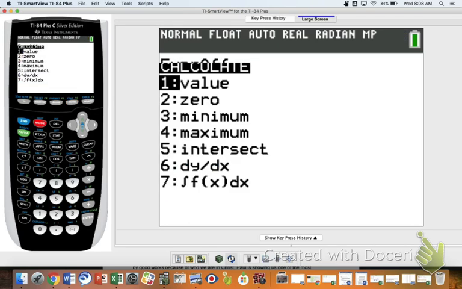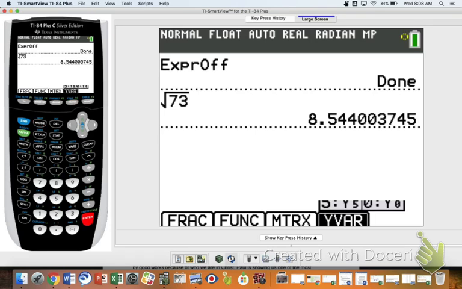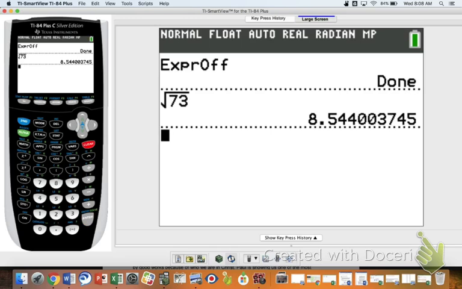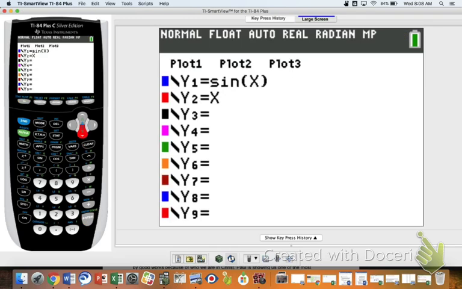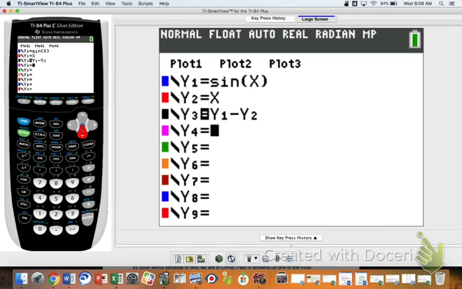I'm going to go y1 minus y2. So would you guys agree with me that y3 will give me an expression on the graph for the error comparing the line and the curve? Does that make sense?